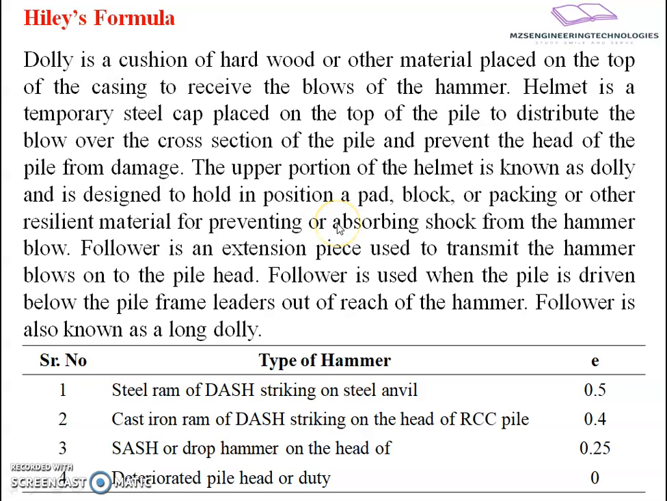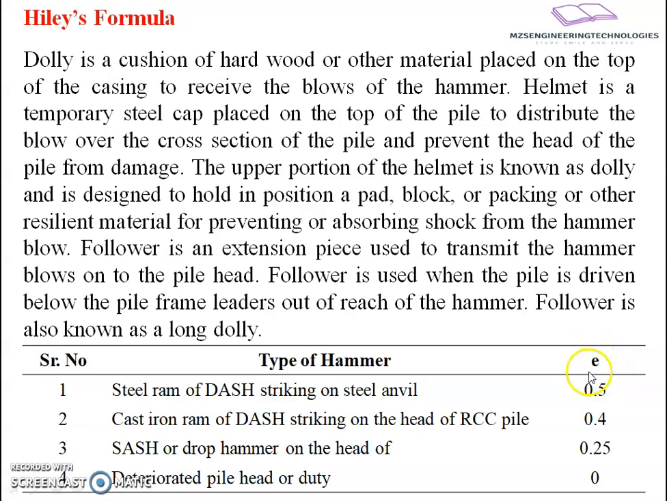Sometimes the hammer does not strike directly on the head, but at a certain distance away from it. In that case, we provide an extension to the hammer piece towards the helmet piece, and that extension is called a follower. This follower may have a large grip length, which is why we call it a long dolly. Let us go to the tabulation given below in the PPT. This tabulation gives the values of the coefficient of restitution.